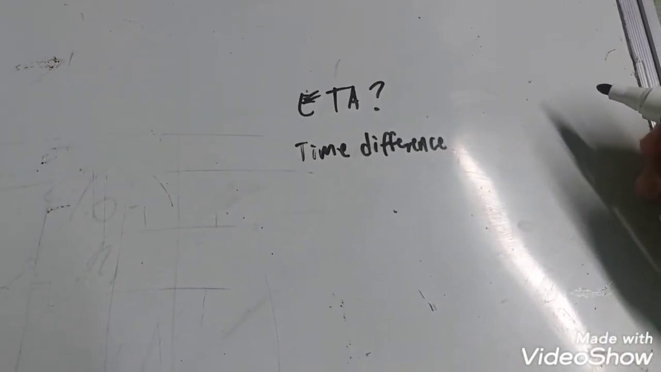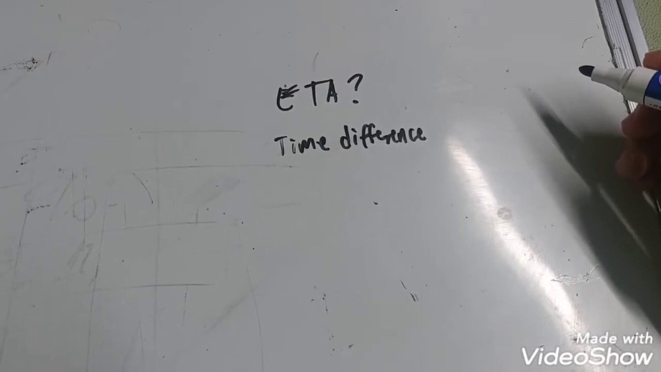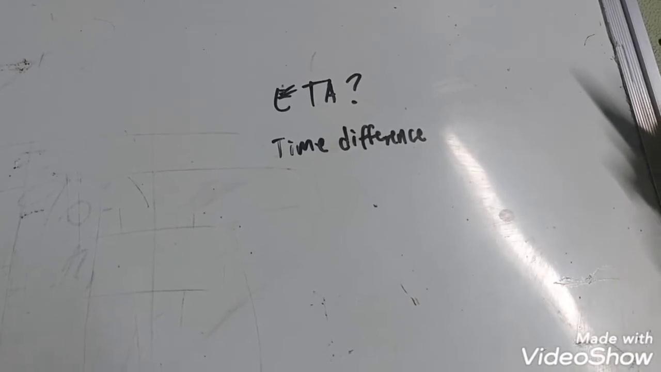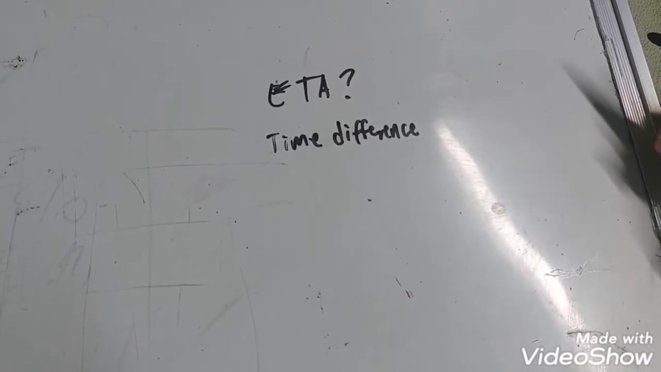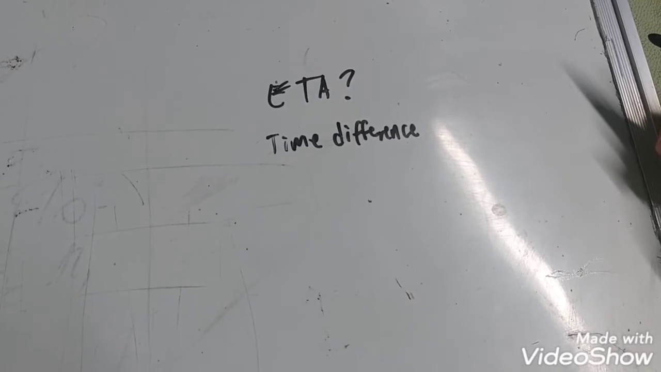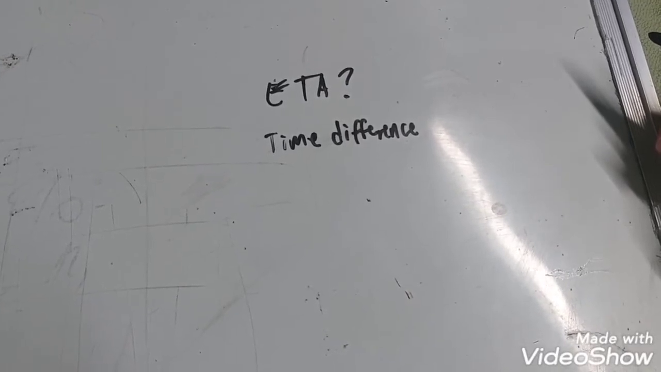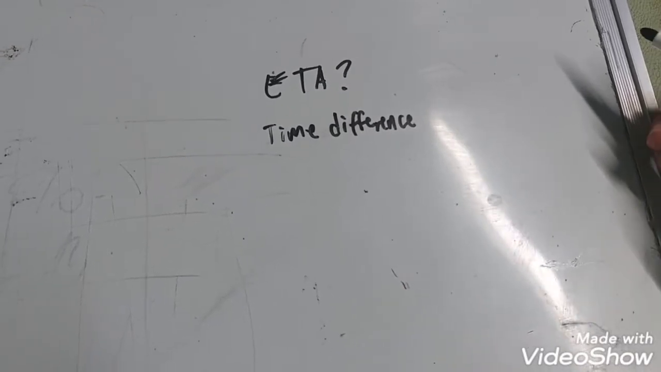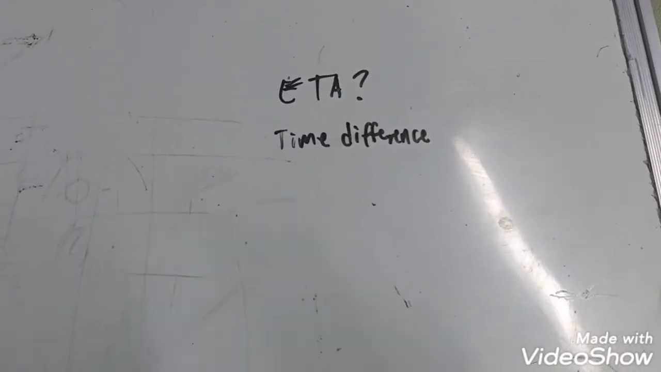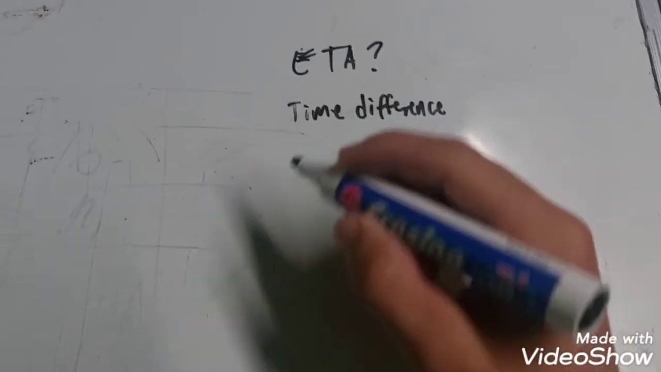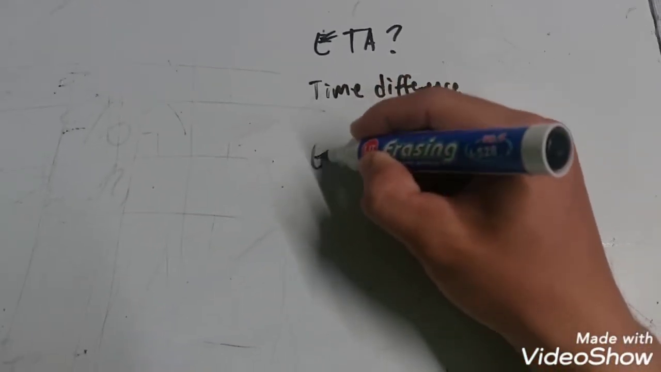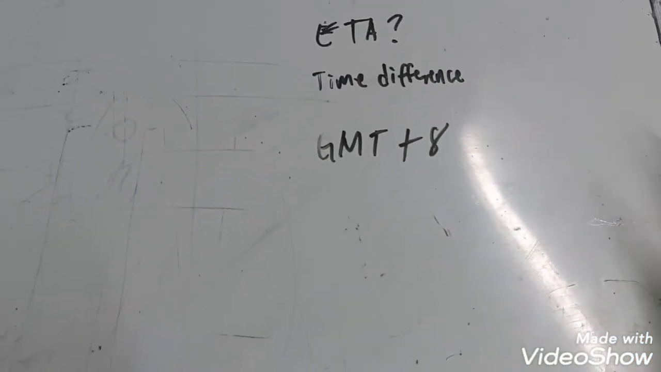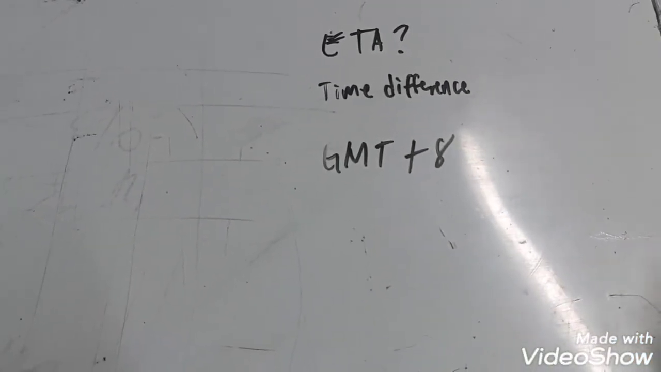So the easiest way to find the time difference is to always reverse the sign of your departure point, the place where you start from. Always reverse the sign. So for example, I'm here in the Philippines. Our GMT here is +8, and I am going to Japan.